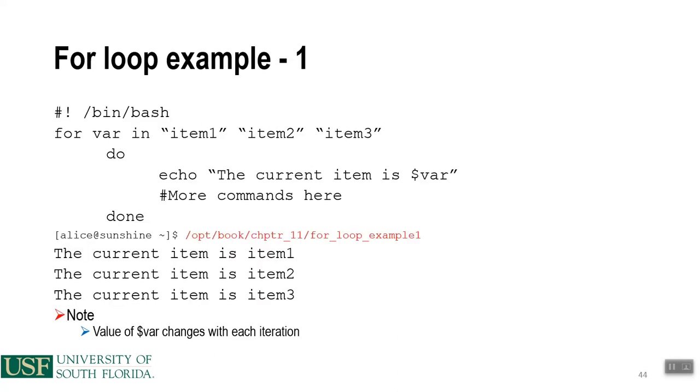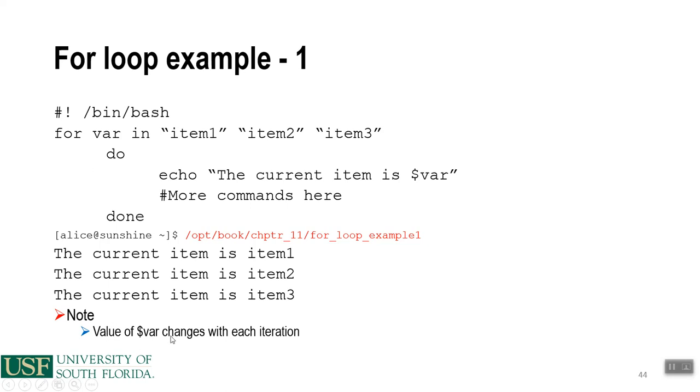So, the first example I'll show you is a for loop: for var in item1 item2 item3. This is the particular list that we're looking at. Do this particular command: echo the current item is $var. For each variable in this list, it will print out that variable. When you call it, the current item is item 1, so it prints that. The current item is item 2, it prints item 2. The current item is item 3.